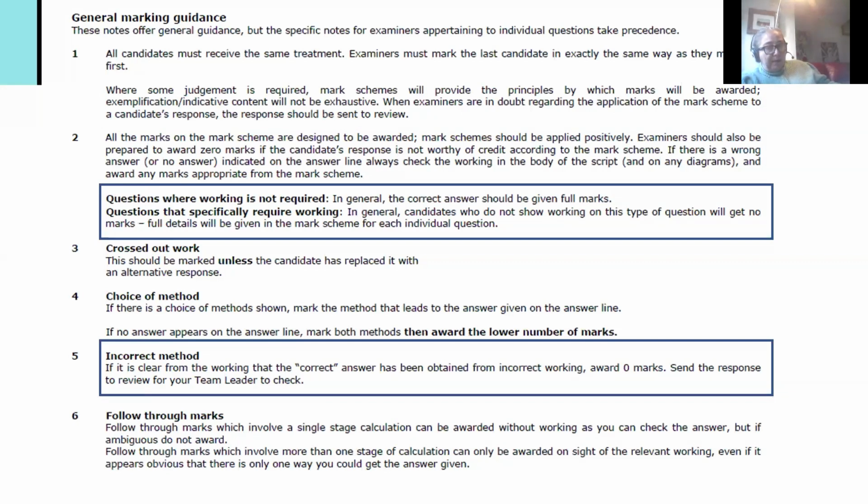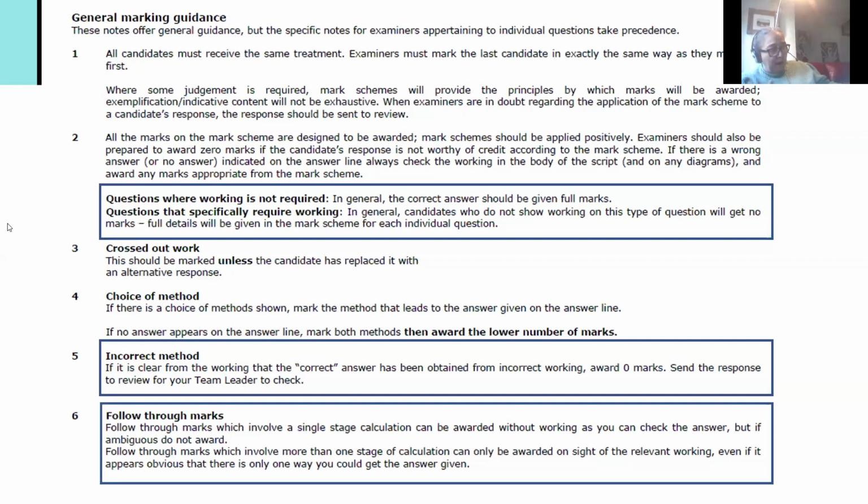Follow through marks. Again, they're exemplified on the mark scheme. You will see examples of this as we go through. It's not so difficult on GCSE, where follow through marks generally come from a part A to a part B, i.e. they've used a calculator for part A, and then the follow through mark allows them to use their answer to part A in part B. But on A level, you have to work through using their incorrect answer. So just be aware of that one.